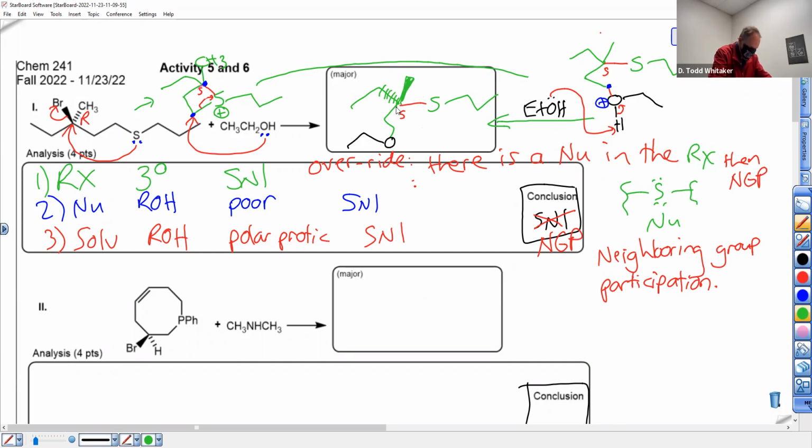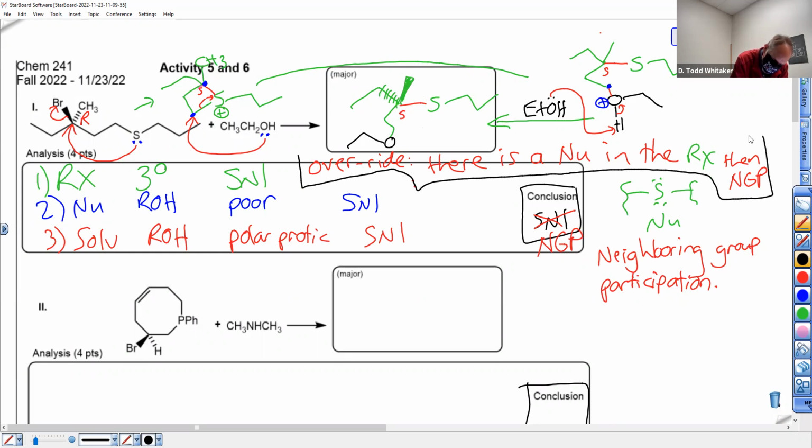Sorry for the confusion. But the important thing though, we got a new override. RX has a sulfur in it. It's an NGP. As soon as you see that, cross off your previous conclusion.